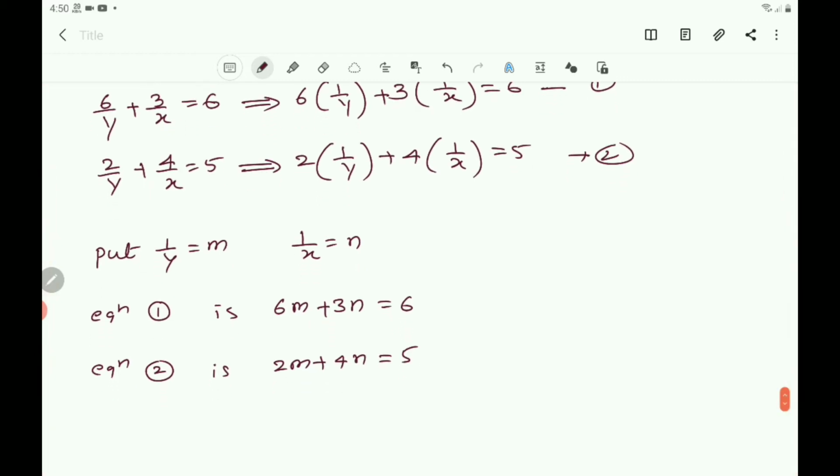Now decide to eliminate one of the variables. To eliminate a variable, we have to observe the coefficients. Here m has 6 as a coefficient in the first equation and 2 in the second. So you can convert 2 into 6 easily by multiplying by 3. So you multiply the second equation by 3.